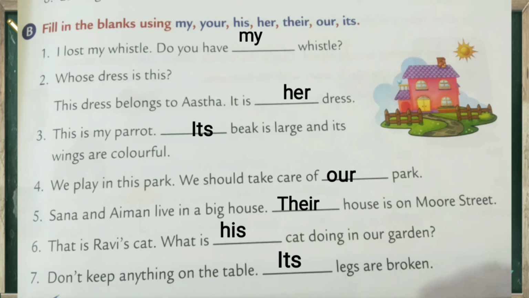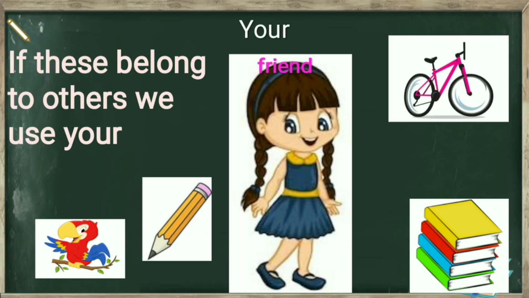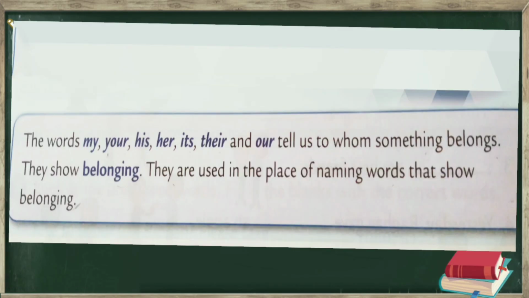Have you completed it, children? Okay, quickly we shall revise what we have learnt in this chapter. So the words my, your, his, her, its, their and our tell us to whom something belongs. They are used in the place of naming words that show belonging. For example, my book, my pencil, his book, his pencil.